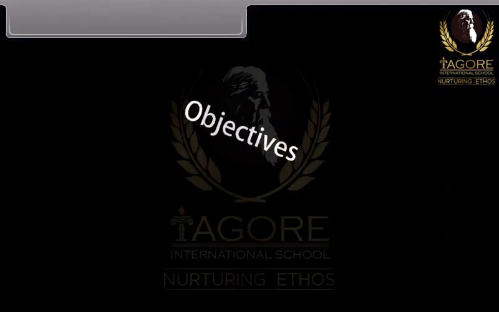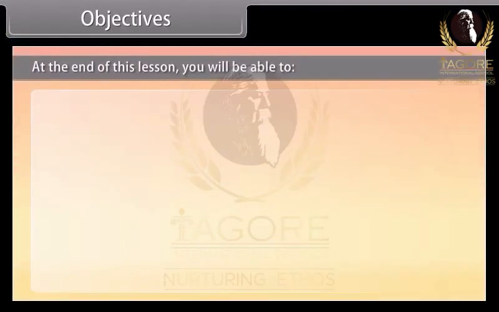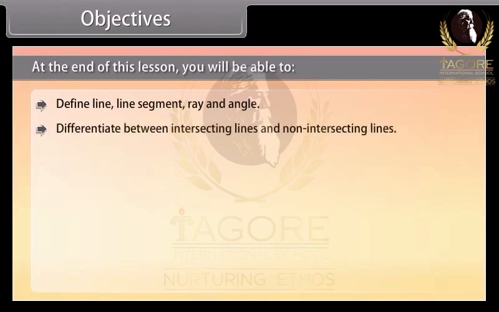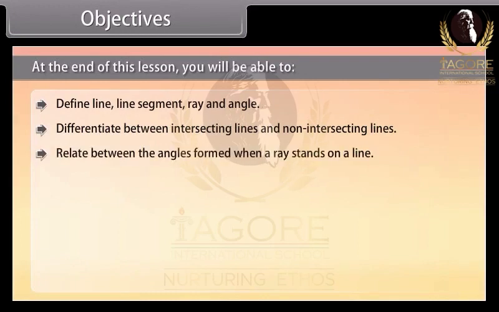Objectives. At the end of this lesson, you'll be able to define line, line segment, ray and angle. Differentiate between intersecting lines and non-intersecting lines. Relate between the angles formed when a ray stands on a line. Write the axioms based on pairs of angles.